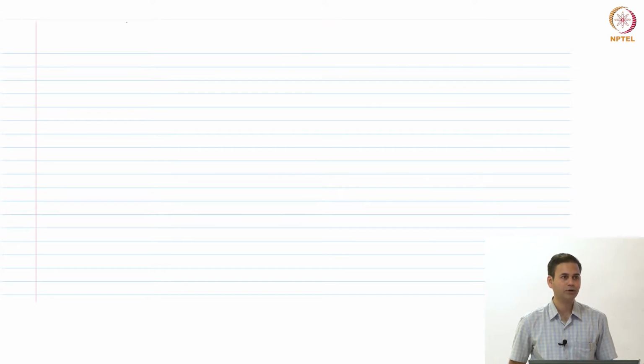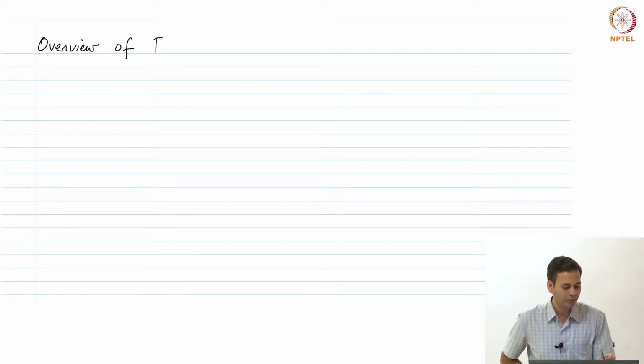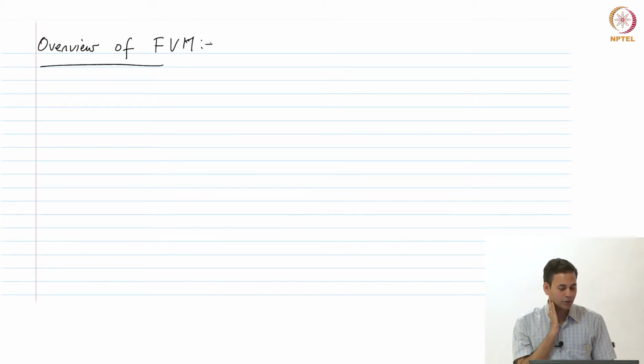In the last class we looked at an overview of the finite difference method. Today we are going to look at the finite volume method. So, that is the overview of the finite volume method. For the diffusion equation, essentially we are looking at the diffusion equation.